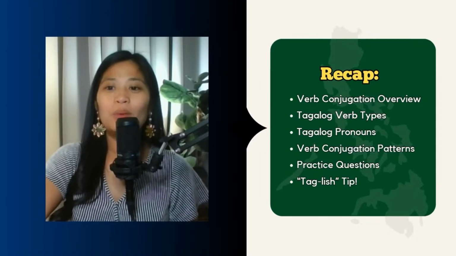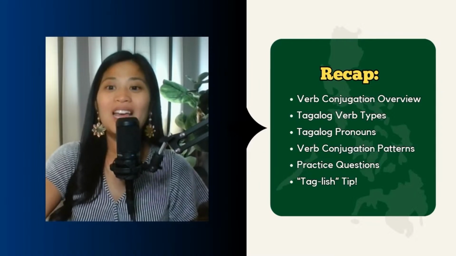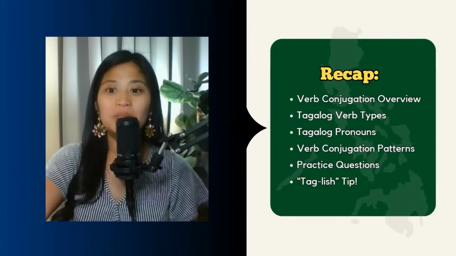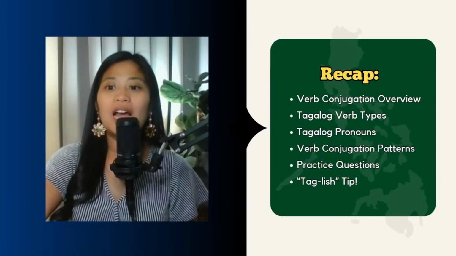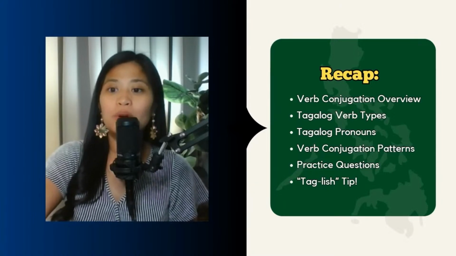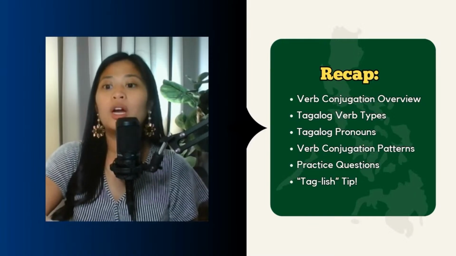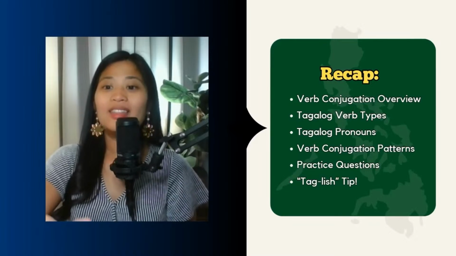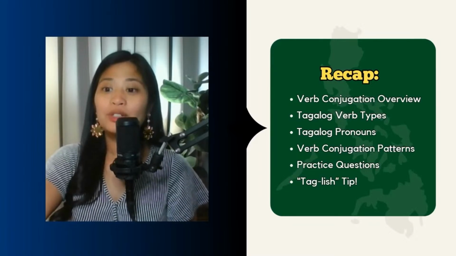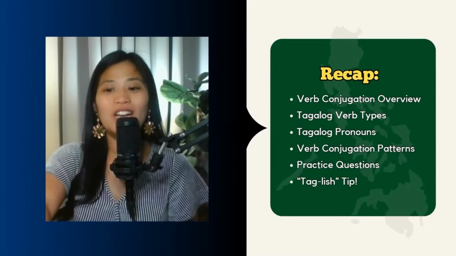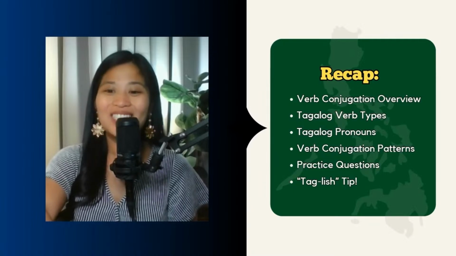First, we talked about what it means to conjugate a verb. Then we talked about the 5 different types of Tagalog verbs: mag, ma, in, and I-verbs. Then we talked about different Tagalog pronouns, so subject pronouns for actor-focused verbs, and then possessive pronouns for object-focused verbs. Then we learned the different conjugation patterns for all of these verbs and even did some practice questions. And then we finished it off with a Taglish tip, which I hope you can start using in a conversation.